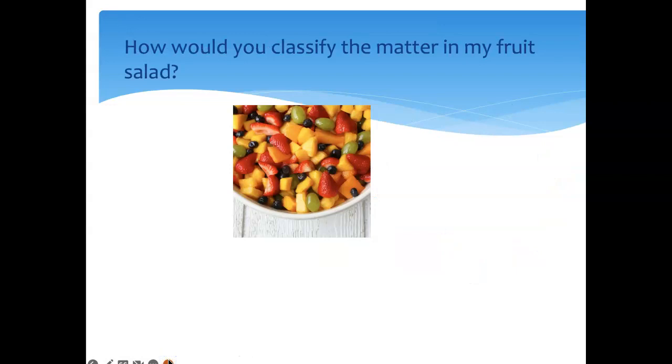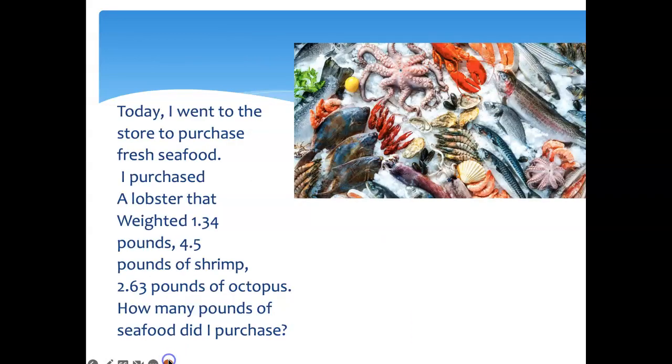All right, take a look at our fruit salad. How would you classify this mixture? Hopefully you're thinking it's heterogeneous. All right. Take a moment and pause the video, see if you can answer this question.